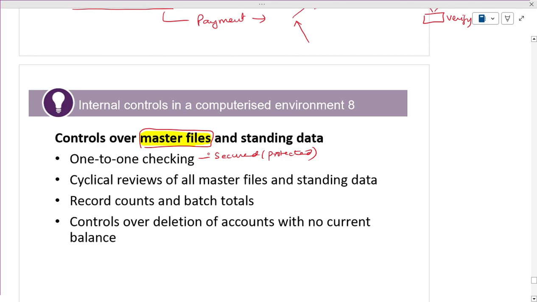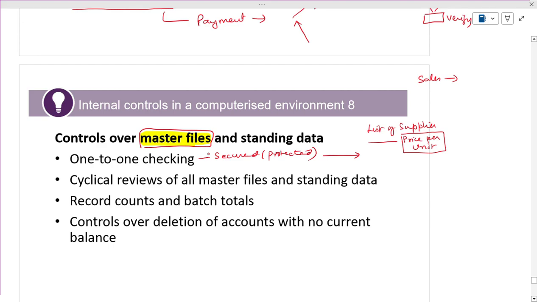Okay, one-to-one cycle. I will tell you why it is there and why they are talking about the master file. They are not just talking about the list of suppliers, whether we are selling or we are buying. It will have the price per unit. The most important thing is price per unit, and this price per unit should not be changed. You should not intervene in this variable.